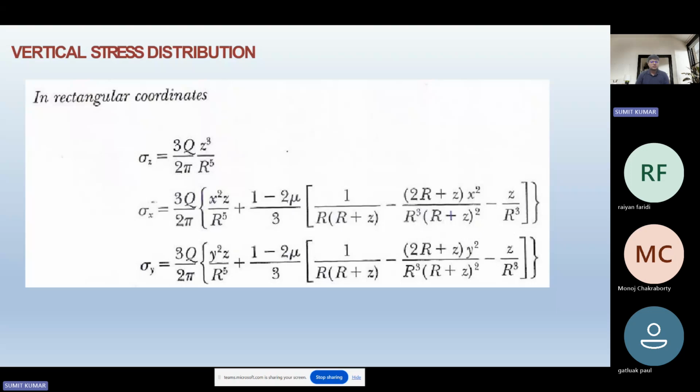So the equation which we normally use, the Boussinesq equation, is written as 3 by 2 pi. Okay, let me write over here first of all. After that, in some slide later you see that this is the equation, and the equation is like that, 3q by 2 pi.